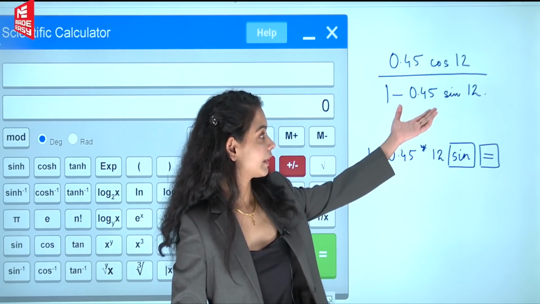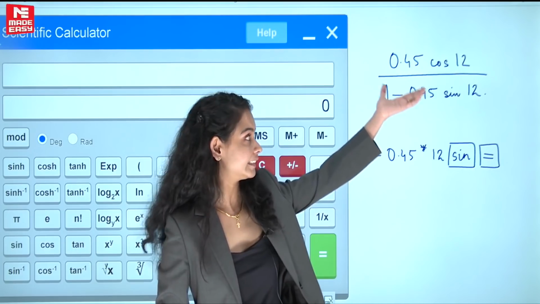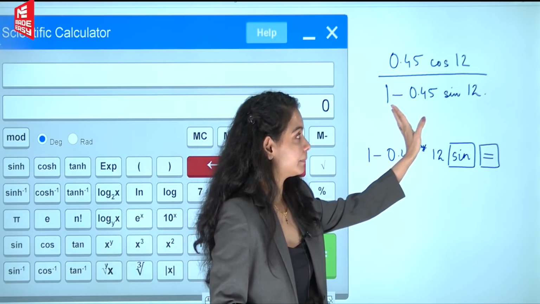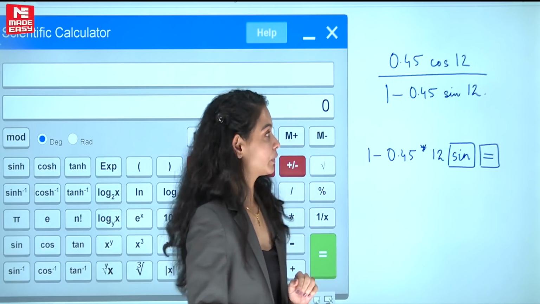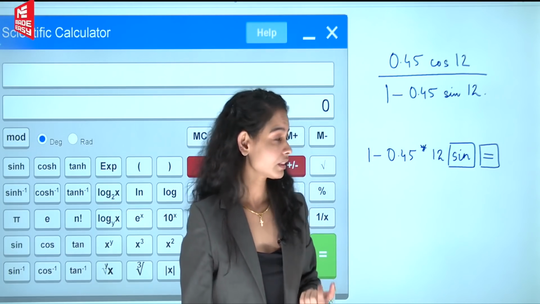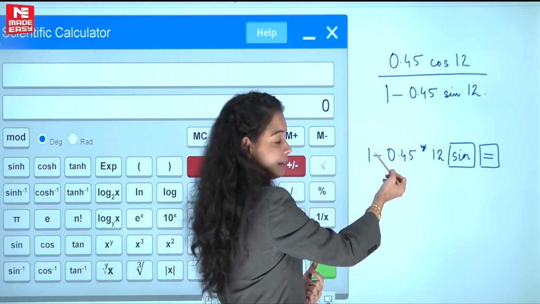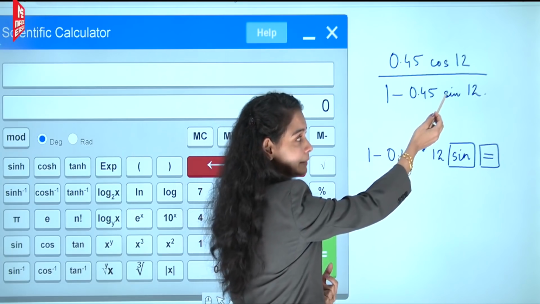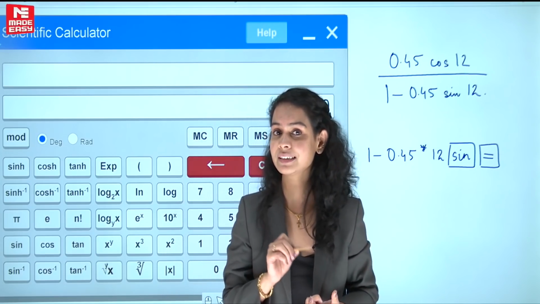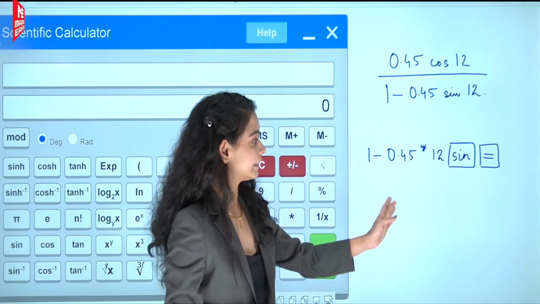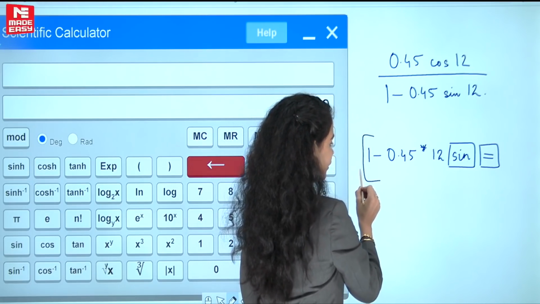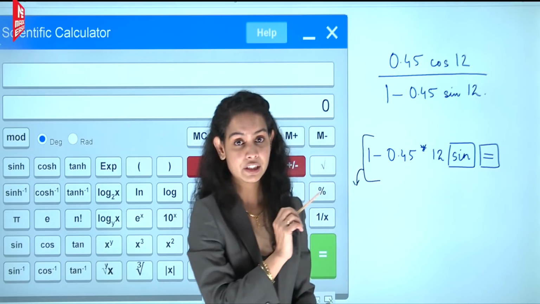Now let us see, if we want to find the value of this particular expression, then again, first you find the denominator, which is 1 minus 0.45 sin of 12 degrees. So for this, enter 1 minus 0.45, which is in multiplication with sin 12. So multiplication, again to enter the value of sin 12, you need to enter the value of x first, which is 12, and then the sin value. Press equal to. This is the value of your denominator.